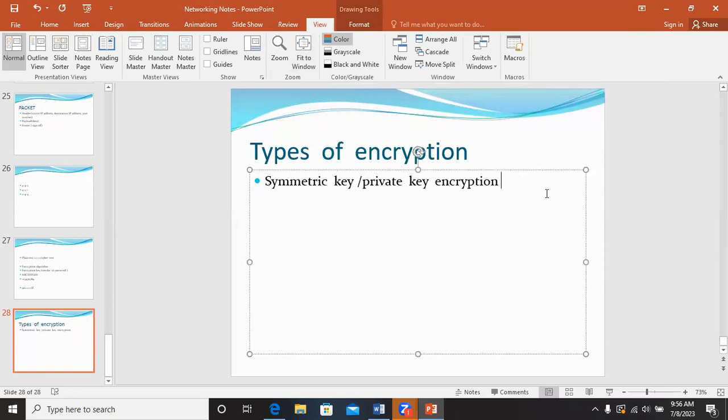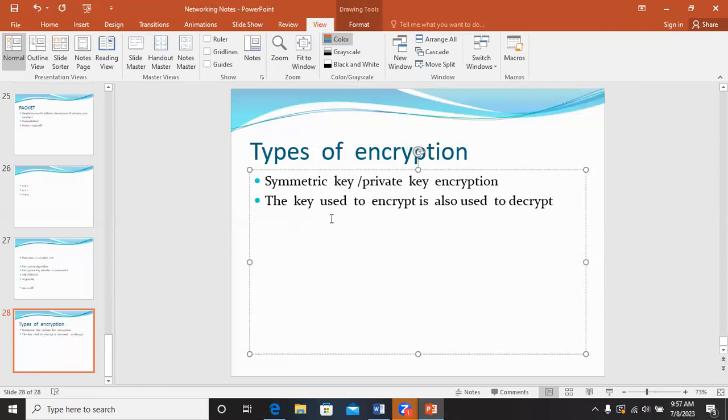In symmetric key encryption, or private key encryption, the key used to encrypt is also used to decrypt. It's the same key. Which means the challenge is, if I encrypt a message and send it to you, I also need to send the key to you, because the key I use to encrypt is the same key you use to decrypt.